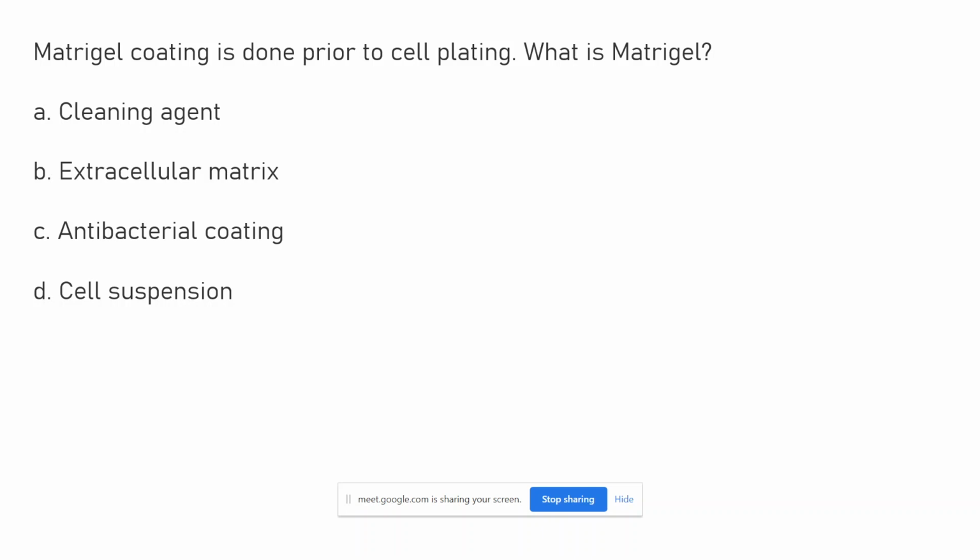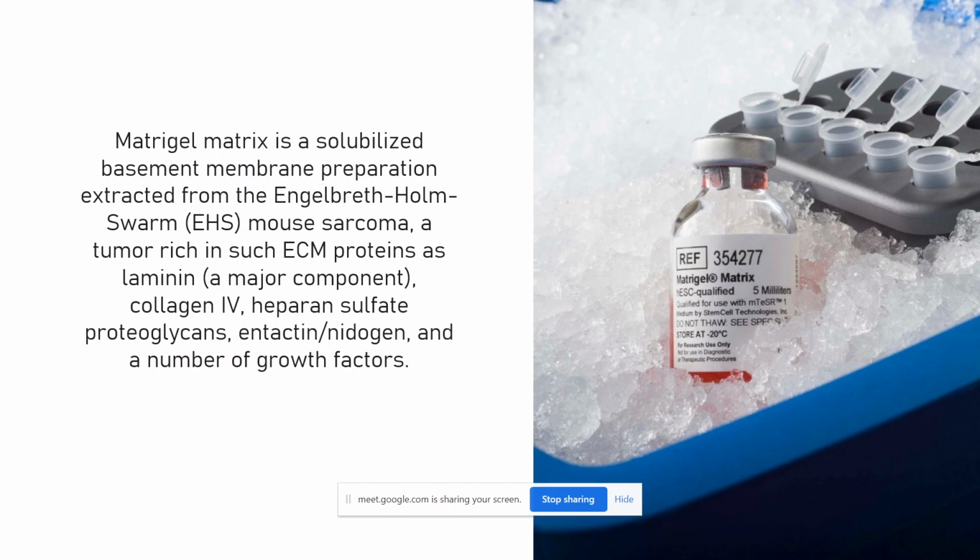Yes, so the matrigel is an extracellular matrix. If we talk about how matrigel looks when we are going to use it in a laboratory, this is what it's going to look like. This matrigel has phenol red, that is why you can see this red color.